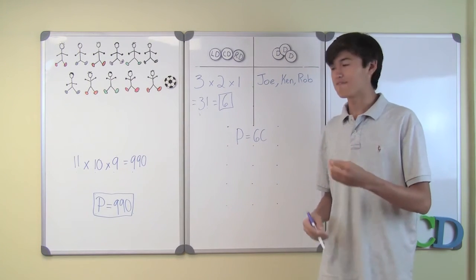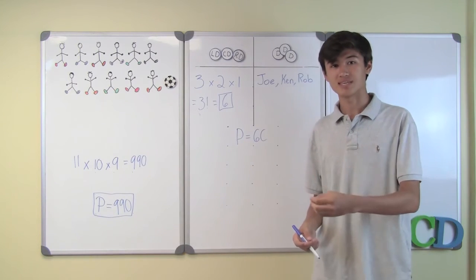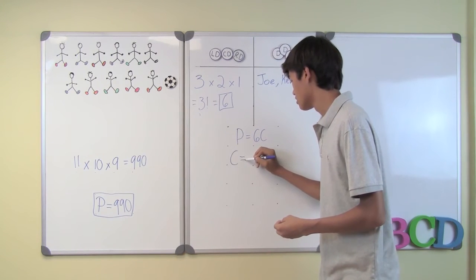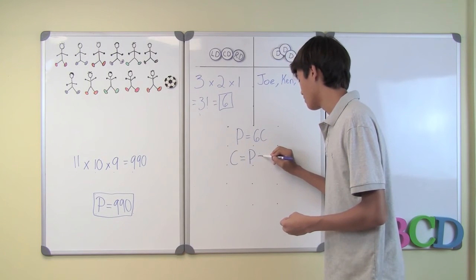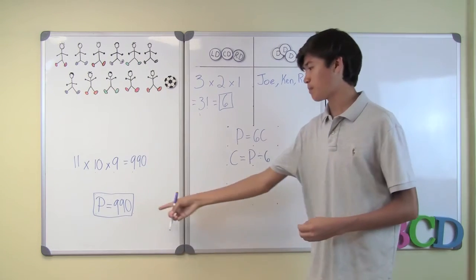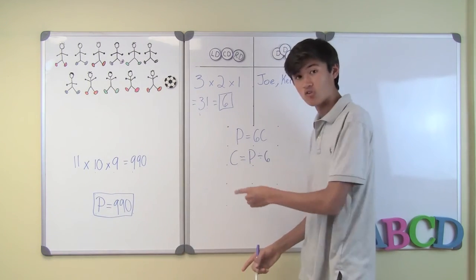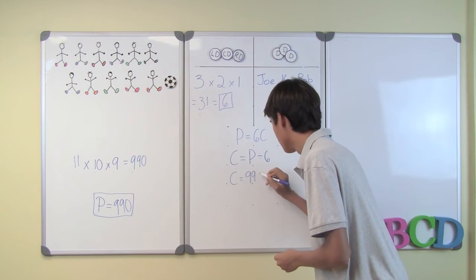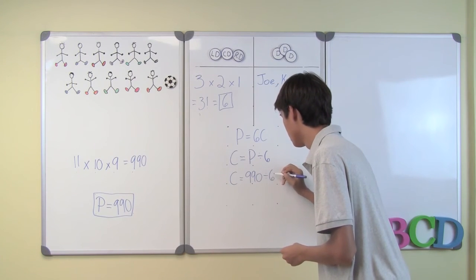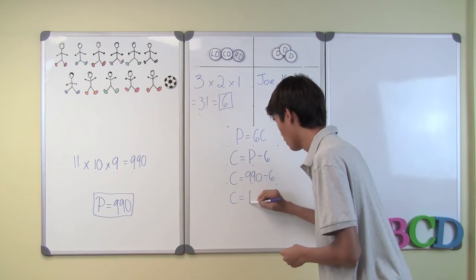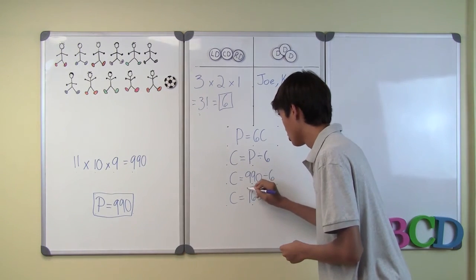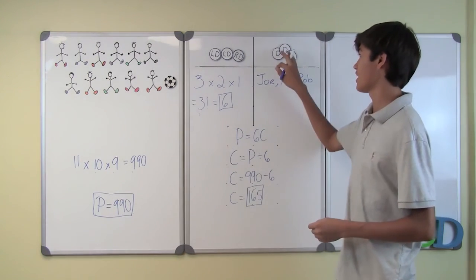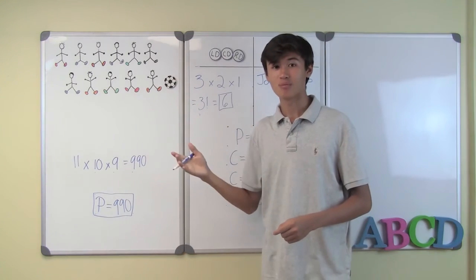Since we have found P and have found the relationship between P and C, we can solve for C easily now. So C is equal to P divided by 6. And since we found P over here, we can just plug that in over here. So C is equal to 990 divided by 6, which is equal to 165. So there are 165 different ways that the coach can pick 3 defenders out of his 11-player team.